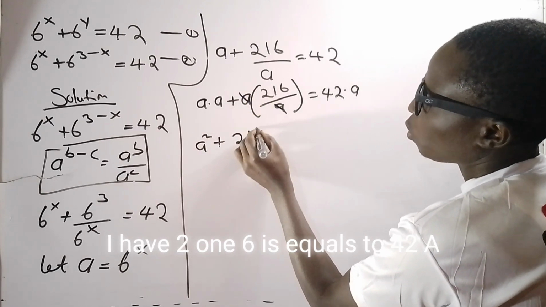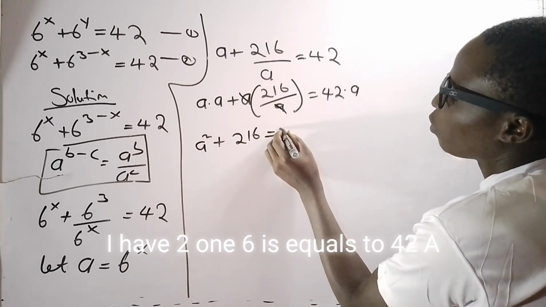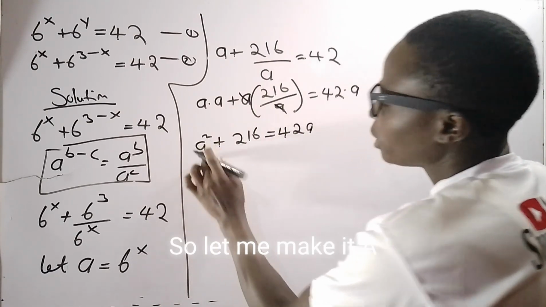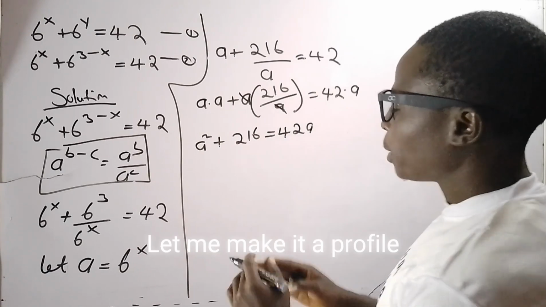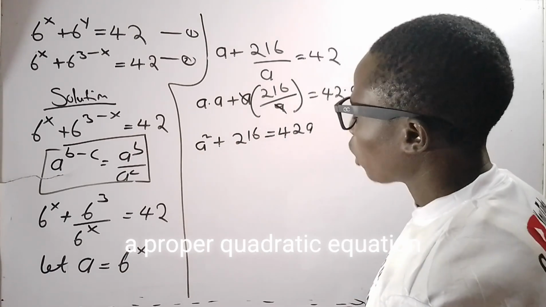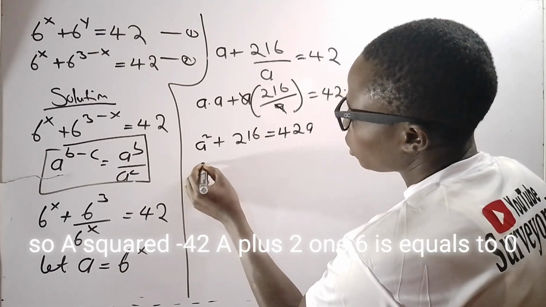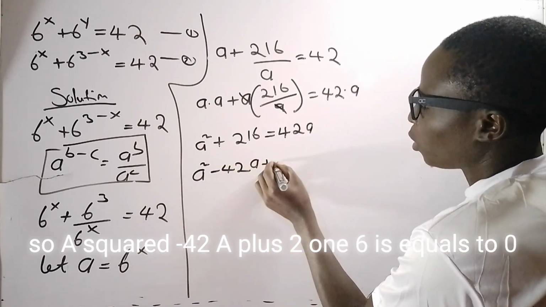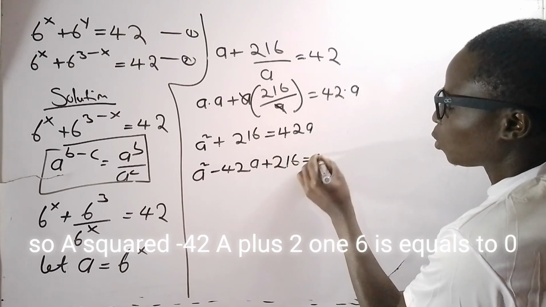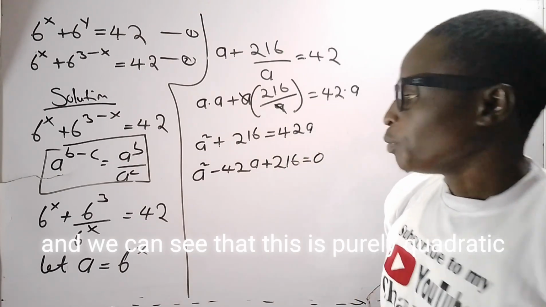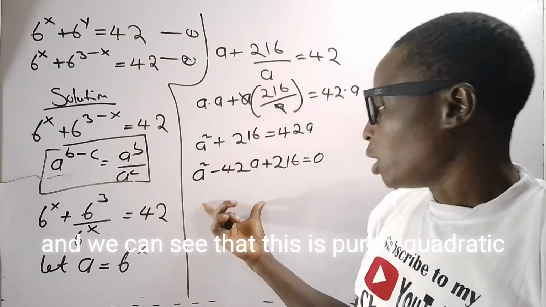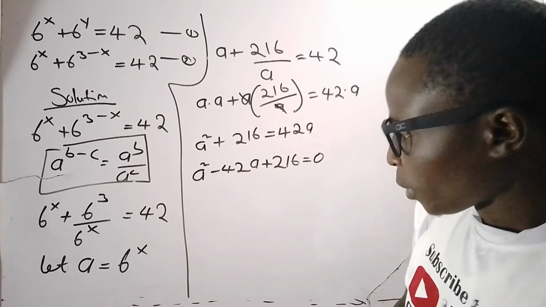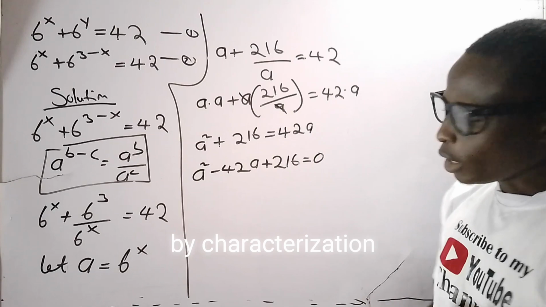I have 216 is equal to 42a. So let me make it a proper quadratic equation. So a squared minus 42a plus 216 is equal to 0, and we can see that this is purely quadratic. Let's solve this particular quadratic equation by factorization.